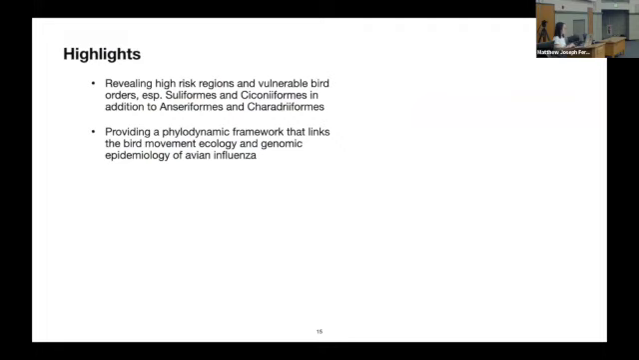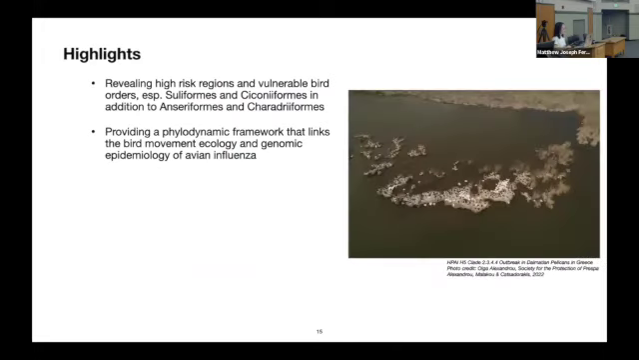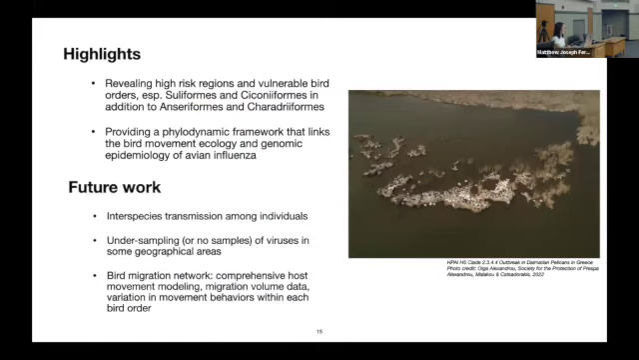So in addition to these conclusions, our work also provides a phylodynamic framework that links the bird movement ecology and genomic epidemiology of avian influenza. We can use this method to understand the ongoing outbreaks in wild birds, for example, as this photo shows in Dalmatian pelicans in Greece, and with many improvements in many aspects of this work, as I mentioned before.